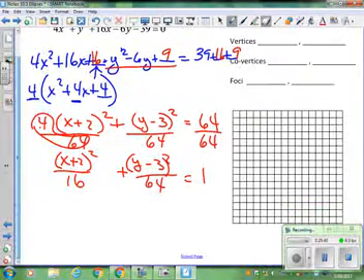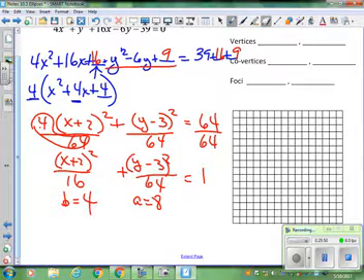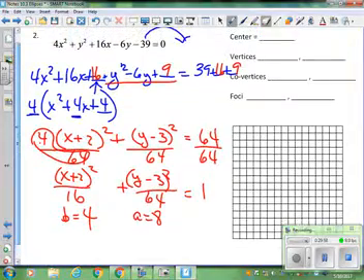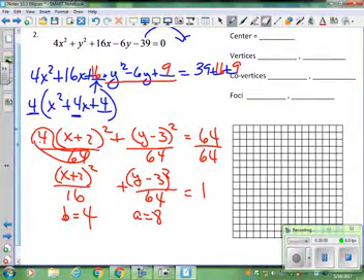So now, which one's A? X or Y? All right, because Y is bigger. A is going to be equal to the square root of that, which is 8. And B is going to be equal to the square root of this, which is 4. So now that we've got that information, we can go over to our list and start working on it, and our center is -2, 3.